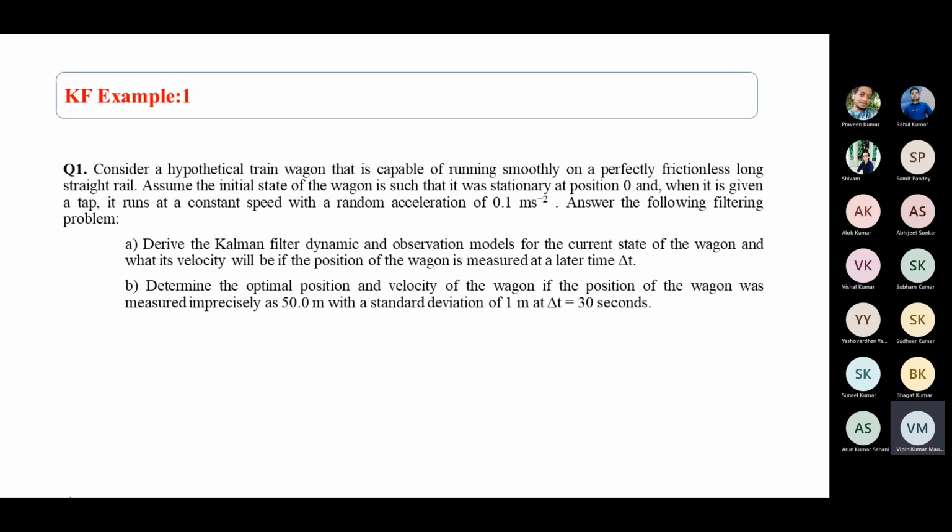So let's see what is being asked. It is asking for the first equation, dynamic and observation models. Whatever it is called in dynamic, it is the system equation here, and we have to get the observation equation ZK. So we have to search for these equations. This is what is required for question 1a. As we can see, it is talking about position and velocity, and we know the simple equations of position and velocity.